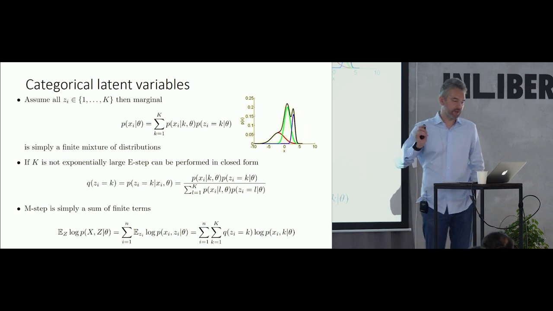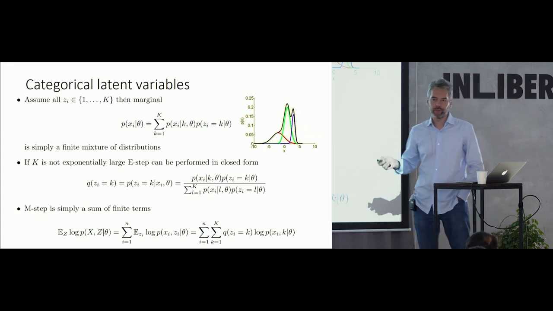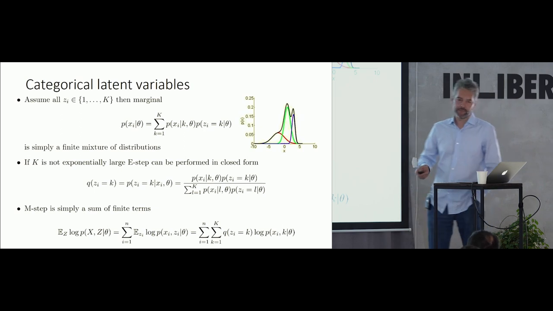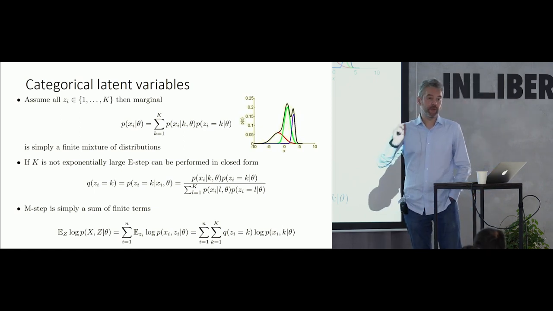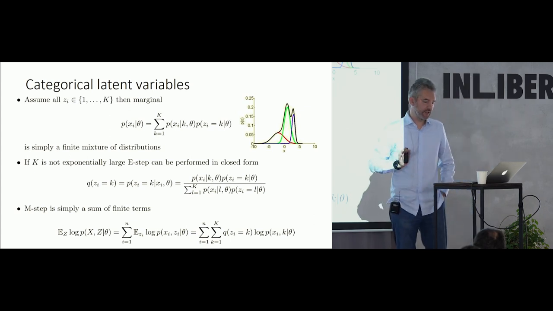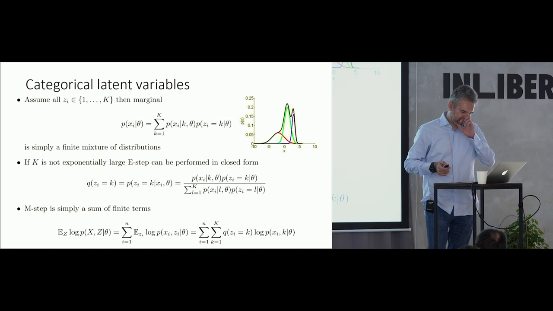If only K is not exponentially large, then each step for discrete latent variables can be done in closed form. Since z_i are discrete variables, we can always compute this posterior distribution over z given x_i and given the current values of theta, simply using Bayes' theorem, and in the denominator there's just a finite sum. The only exception when we can't do that is the situation when K is exponentially large. Sometimes there are some rare cases where this is the case, but hopefully not in our models.